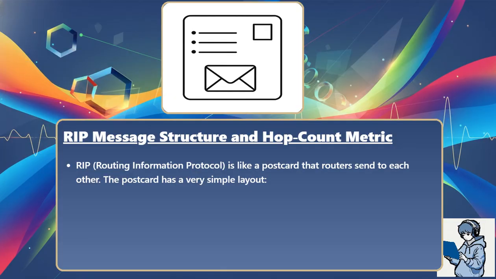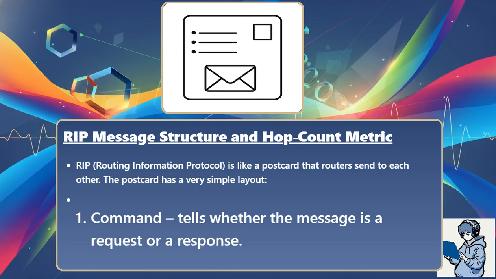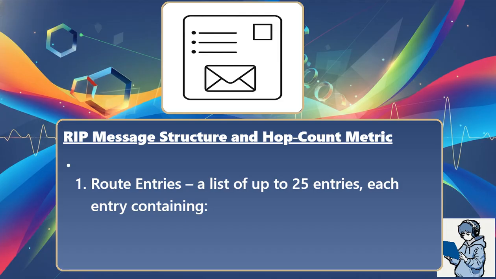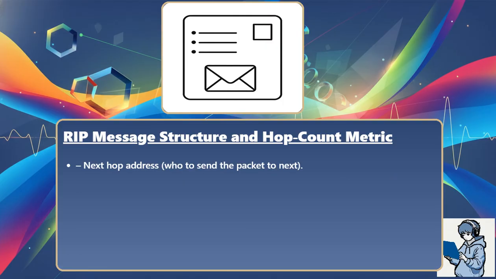RIP, Routing Information Protocol, is like a postcard that routers send to each other. The postcard has a very simple layout. Command tells whether the message is a request or a response. Version, which version of RIP is used, usually 2. Unused, just filler bytes. Route entries, a list of up to 25 entries, each entry containing the IP address of the destination network, subnet mask, next hop address, who to send the packet to next, and metric, the hop count, that is how many routers the packet must cross.